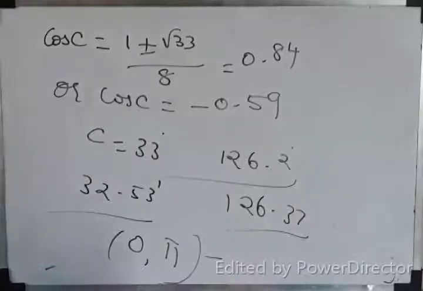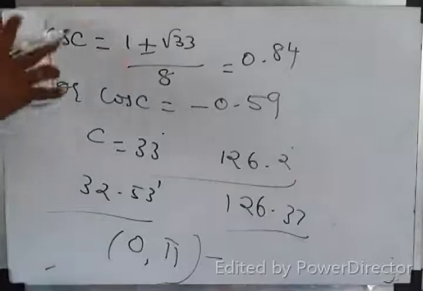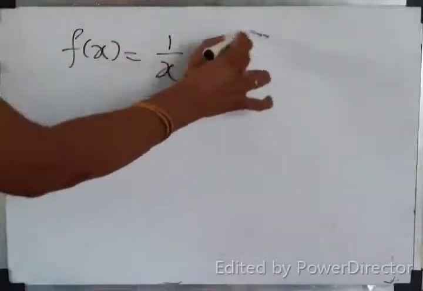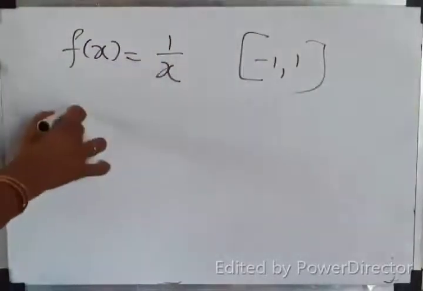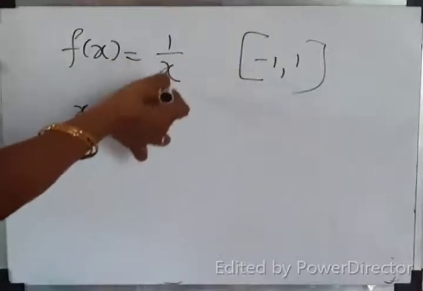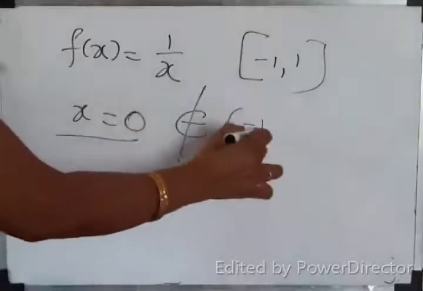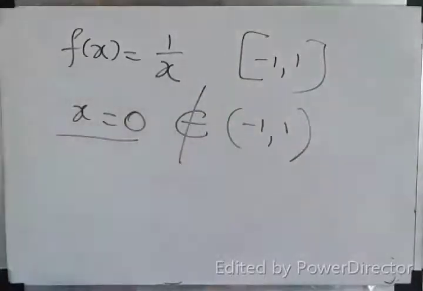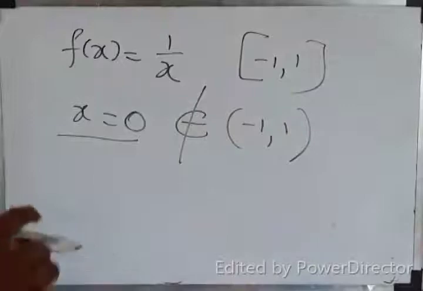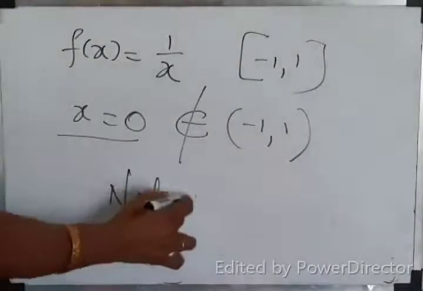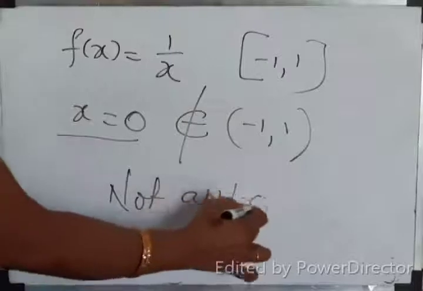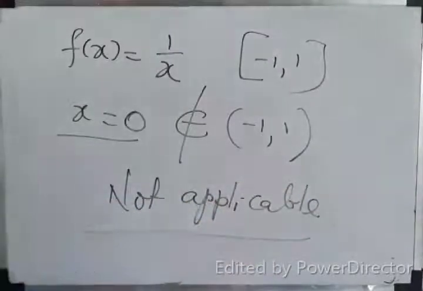Do you understand? Suppose the question is f of x equal to 1 by x in the interval minus 1, 1. X equal to 0 if you select, 1 by 0 is undefined, isn't it? X equal to 0 does not belong to minus 1, 1. Therefore, Lagrange's mean value theorem is not applicable. Do you understand? Like that you can complete.